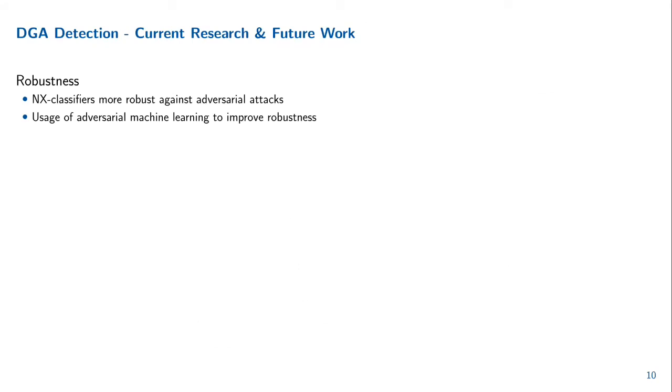The reason for this is that if you classify the NX traffic, you can actually detect DGAs or infected hosts before the DGAs or the malware is commanded to partake in any malicious action. And also the NX traffic is smaller than the full resolving traffic by 1 order of magnitude. And of course, as part of future work, we currently use different adversarial machine learning techniques to improve the robustness, and we will assess this also in a bigger study.